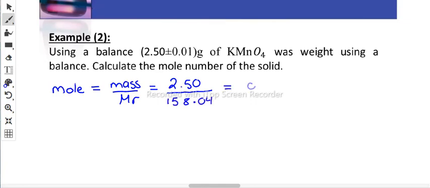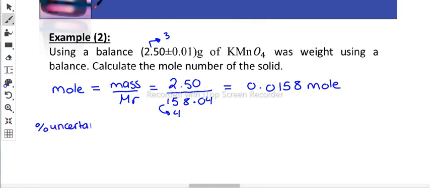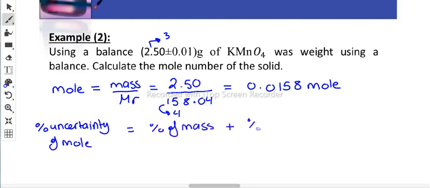Using the calculator, the mole number is 0.0158. The final answer is 3 significant figures, and it is correct since here you have 3 significant figures, and your molar mass is 4 significant figures, so your final answer should be correct to 3 significant figures. The zeros which are to the left side are not counted. Now I'm going to calculate the percentage uncertainty of my mole. So it will be the percentage of mass plus the percentage of the molar mass.